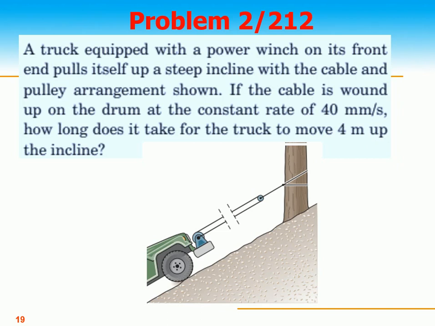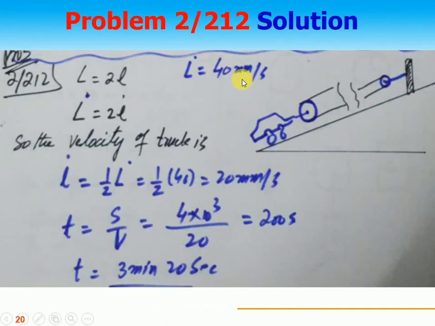Problem 2-212. A truck equipped with a power winch on its front pulls itself up a steep incline with the cable and pulley arrangement shown. If the cable is wound up on the drum at the constant rate of 40 millimeter per second, how long does it take for the truck to move 4 meter up the incline? The dotted line shows a long cable, and this truck is pulling to the winch, right? So it's a very simple question because this is the pulley, a double cable.